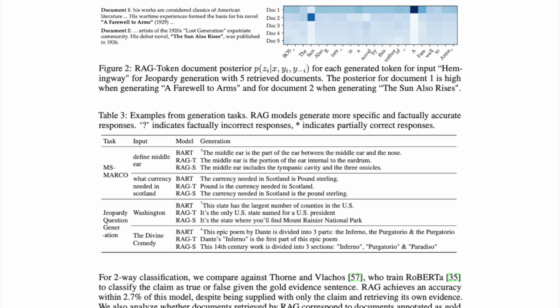Document 1: His works are considered classics of American literature. His wartime experiences formed the basis for his novel A Farewell to Arms (1929). Document 2: Artists of the 1920s Lost Generation Expatriate Community. His debut novel, The Sun Also Rises, was published in 1926. Figure 2: Token Document Posterior p(z_i|x, y_i, y_-i) for each generated token for input "Hemingway" for Jeopardy generation with 5 retrieved documents. The posterior for Document 1 is high when generating "A Farewell to Arms" and for Document 2 when generating "The Sun Also Rises". Table 3: Examples from generation tasks. RAG models generate more specific and factually accurate responses. Indicates factually incorrect responses. Indicates partially correct responses.